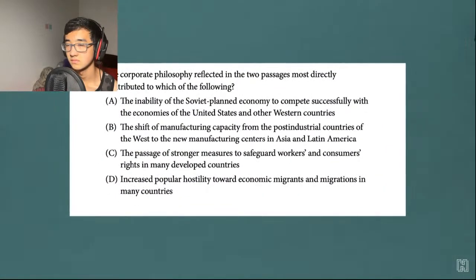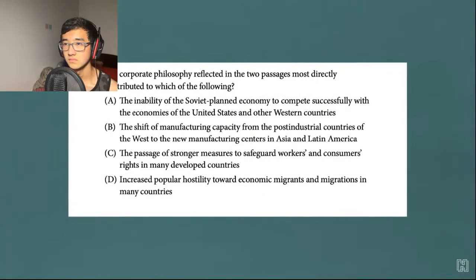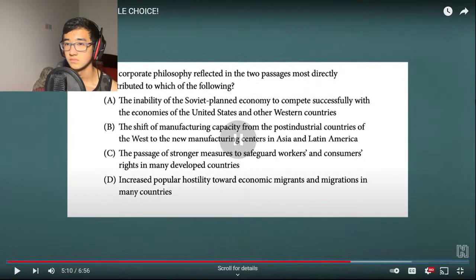The corporate philosophy reflected in the two passages most directly contributed to which of the following?